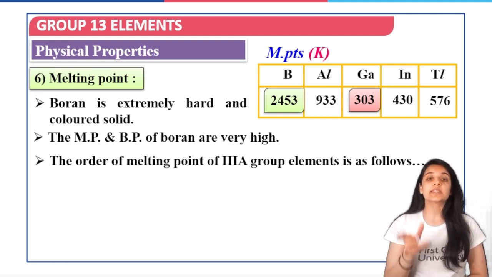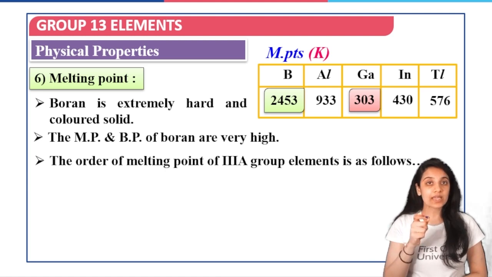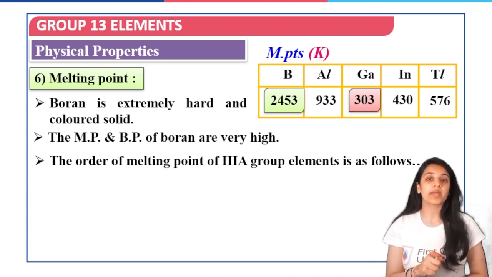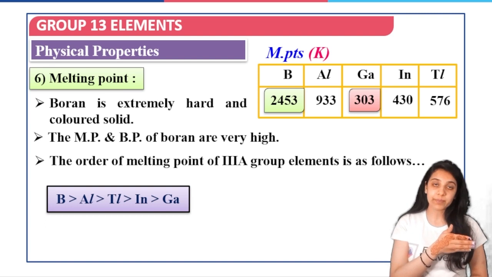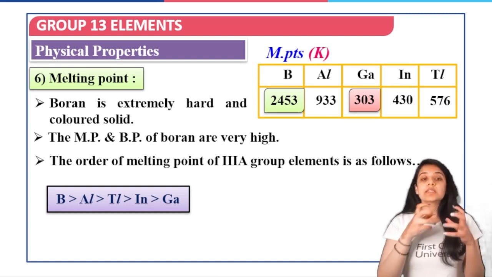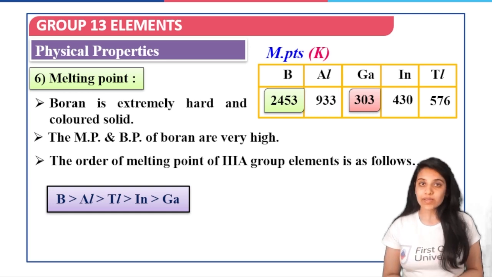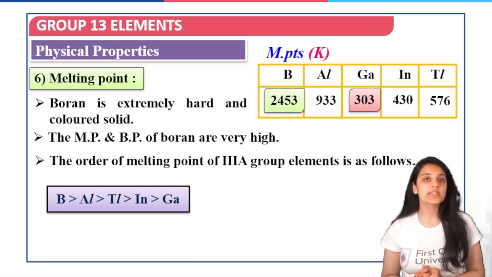So what we see is that since there is no particular trend that is being observed, but we can say that boron has the highest melting point and gallium has the least melting point or the minimum melting point. And we can also talk about the order. So boron maximum, then aluminium, thallium, indium, and lastly gallium. See, sometimes you are asked questions based on order, so you need to know. But more importantly, you need to know which has the highest and which has the lowest melting point.